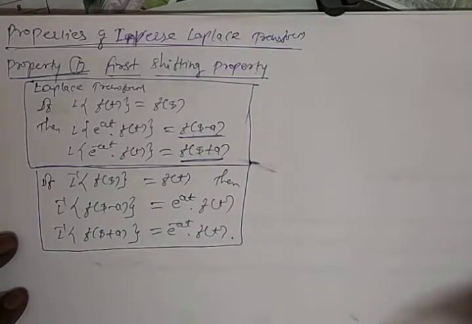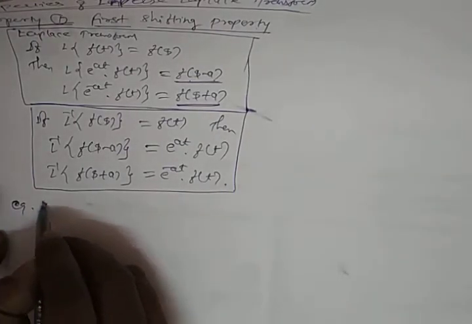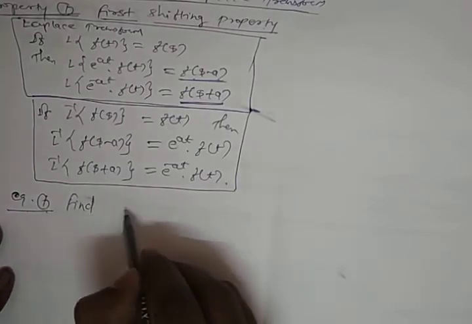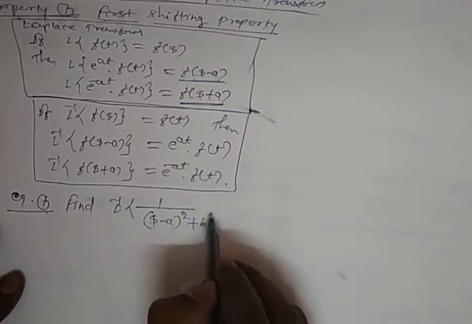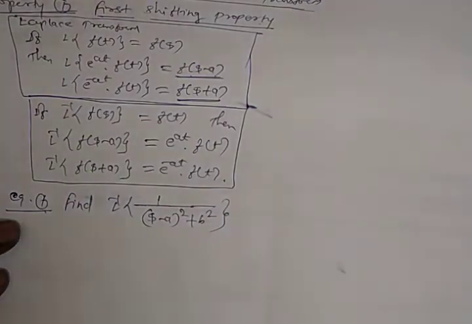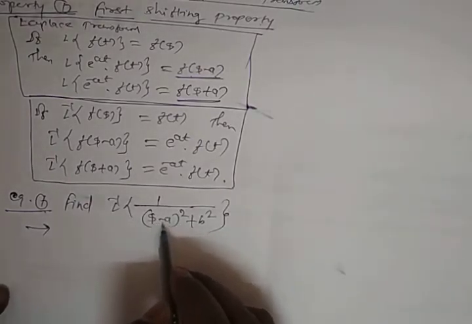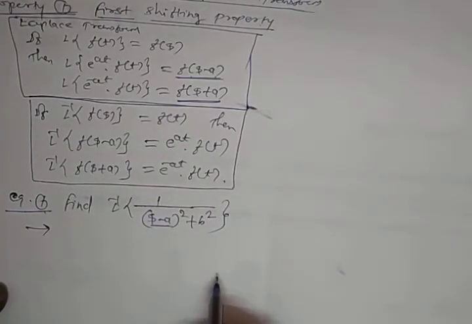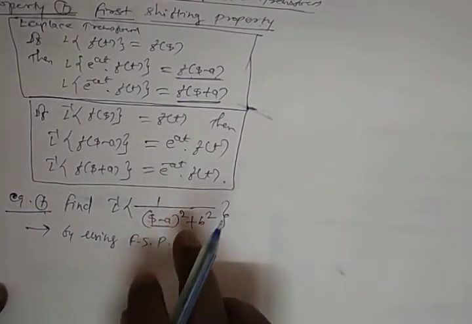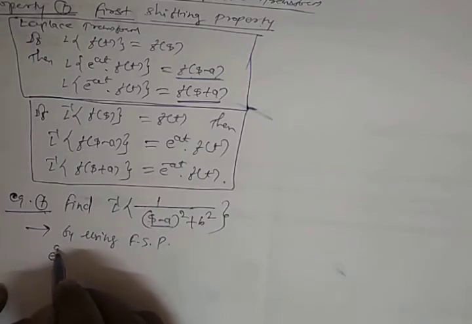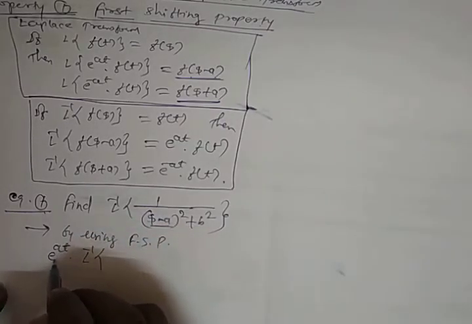Now let us try to solve some numericals depending on this particular property. Example number 1: find Laplace inverse of 1 upon (s minus a) whole square plus b square. A very simple question. If you observe, wherever there is s, there is s minus a in this example. So by using the first shifting property, first of all we have to take this minus a outside. So e raised to at; if there is minus, here we have to take positive.